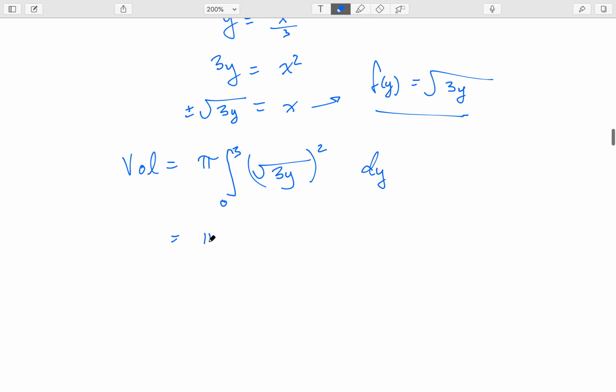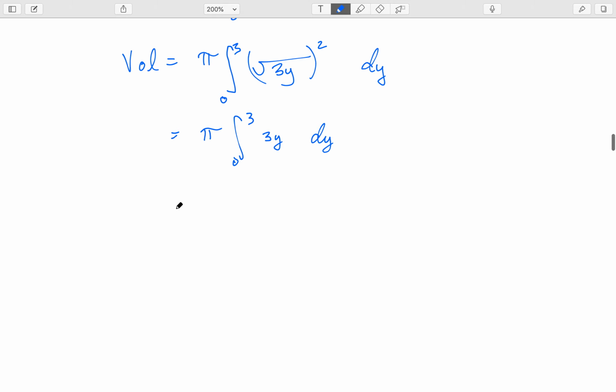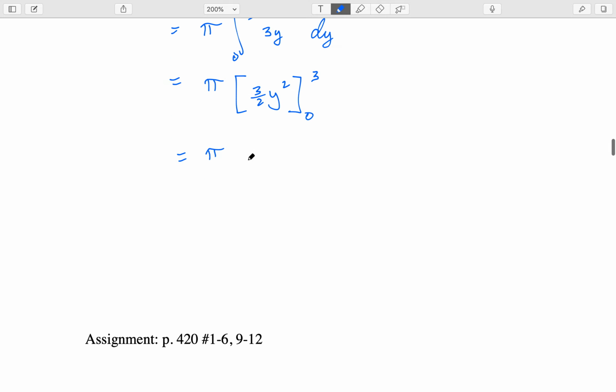Now this is a pretty easy one to figure out, right? 0 to 3, 3y dy. We can actually do this one without a calculator. This is pi, this is 3 over 2, y squared, and I'm plugging in 3 and 0. The nice thing about plugging in zeros, they just disappear, right? So this becomes pi times, what do I have? 3 over 2 times 9 minus 3 over 2 times 0. I don't need to show that. I'm going to get 27 over 2. In other words, I'm going to get 13.5.